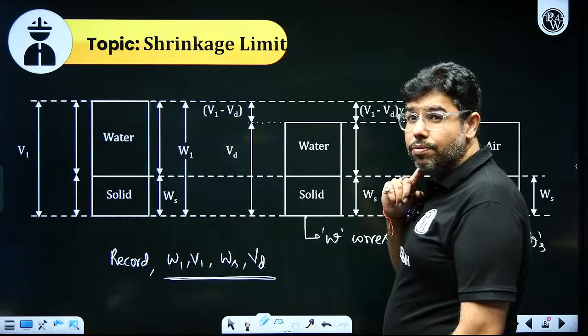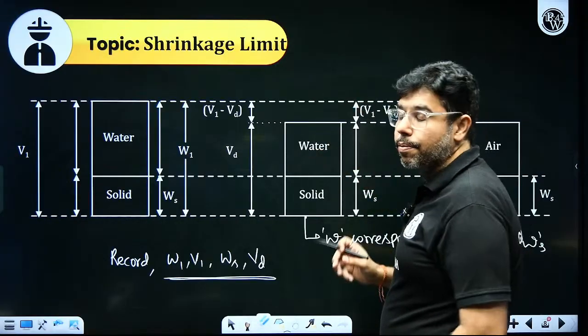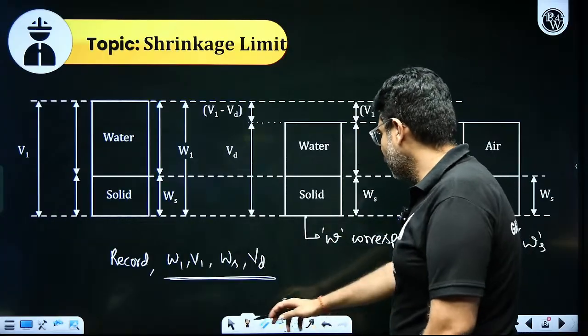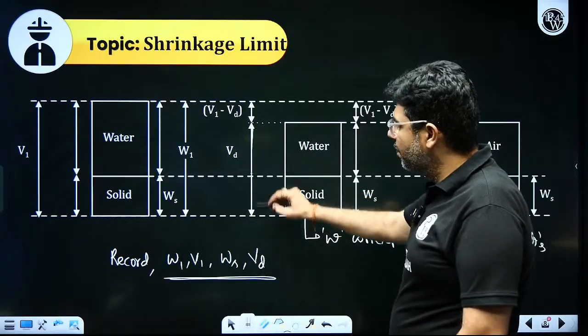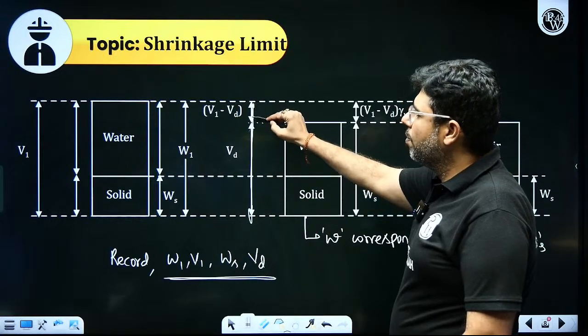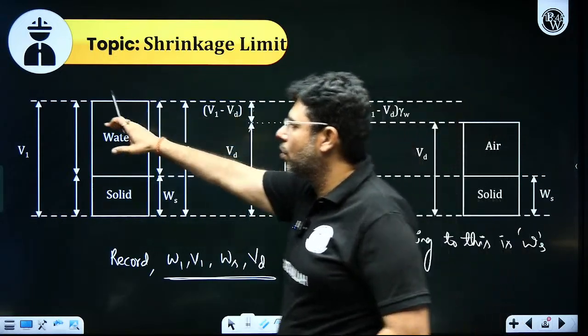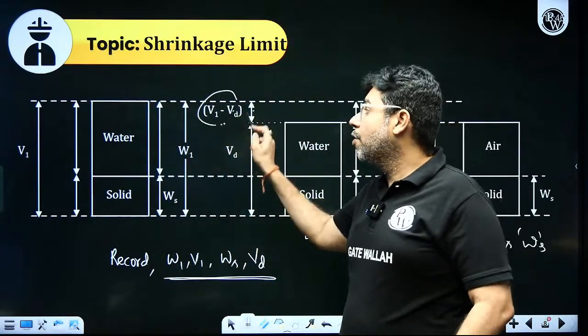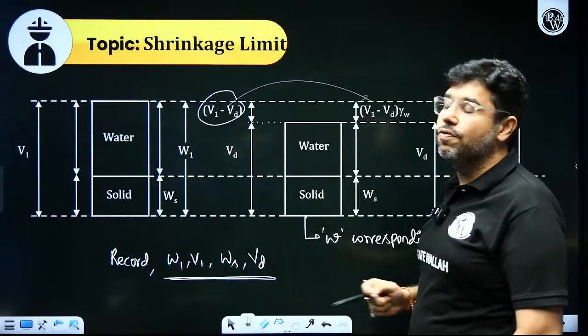I do not know the weight of water here, but what I know is the difference in volume. Here the volume of soil is Vd, understood. So, this volume will be how much? V1 minus Vd, as the total volume is V1. Convert this volume into weight of water, that is (V1 minus Vd) into gamma W.